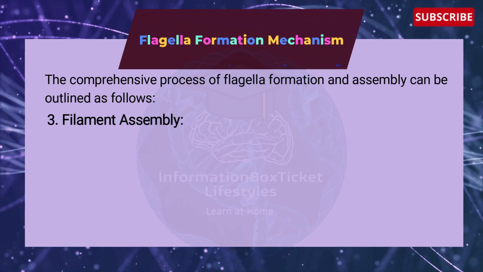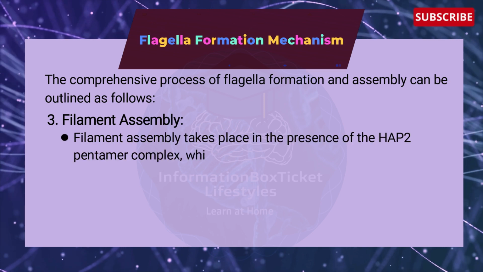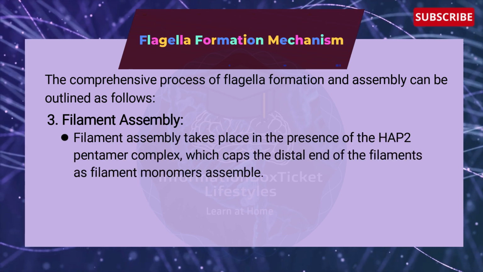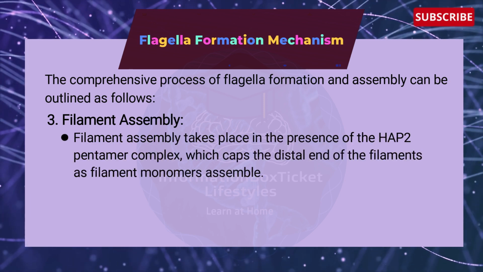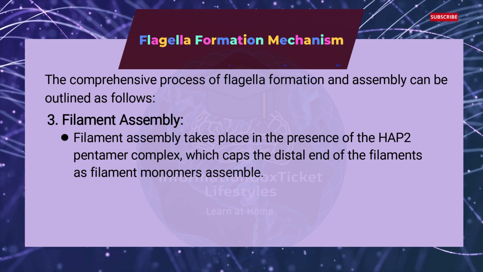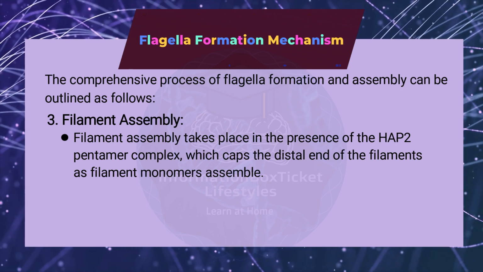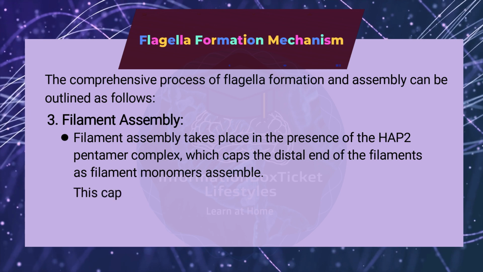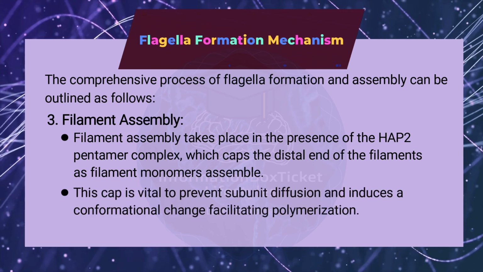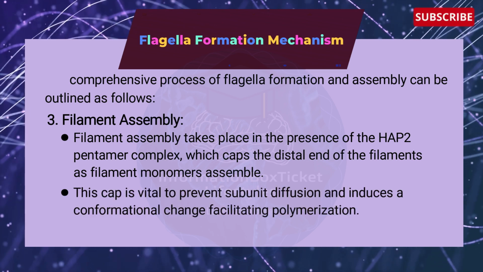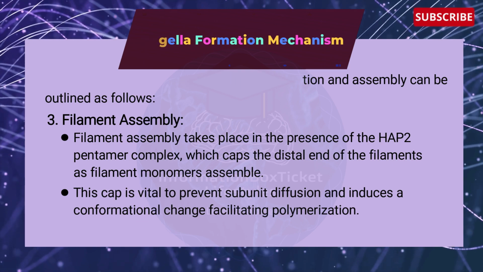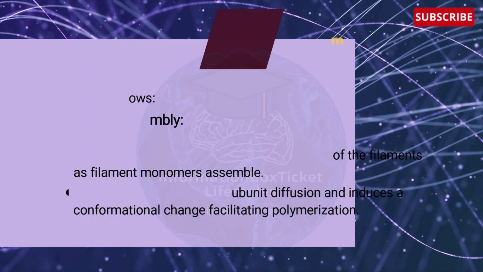Number 3. Filament assembly. Filament assembly takes place in the presence of HAP2 pentamers complex, which caps the distal end of the filament as filament monomers assemble. This cap is vital to prevent subunit diffusion and induces a conformational change facilitating polymerization.